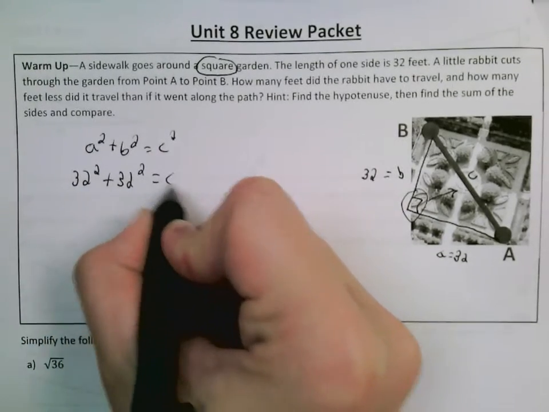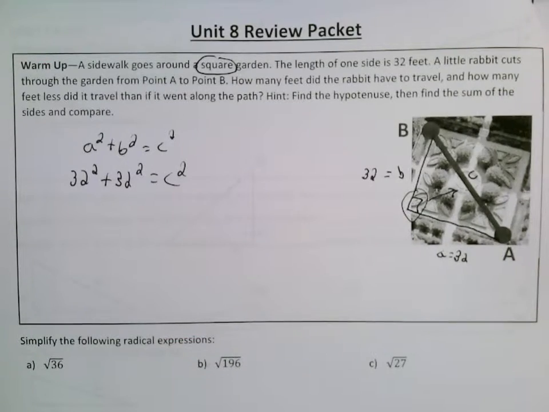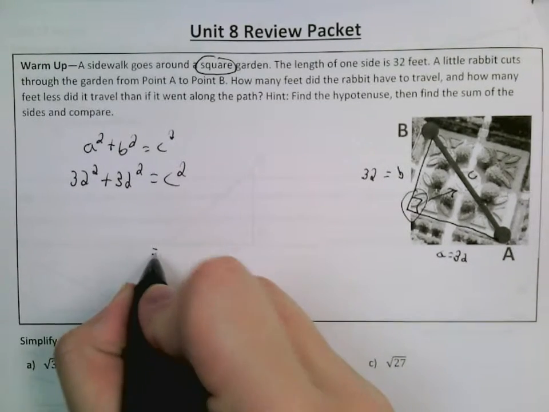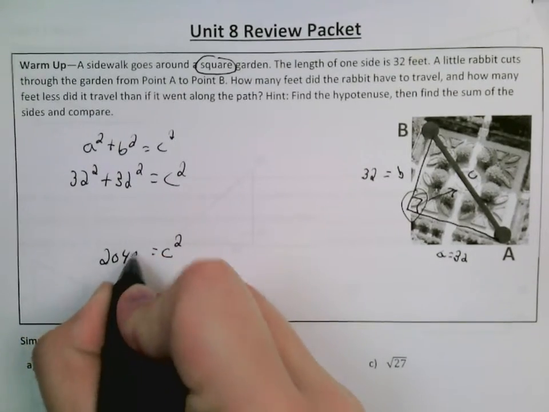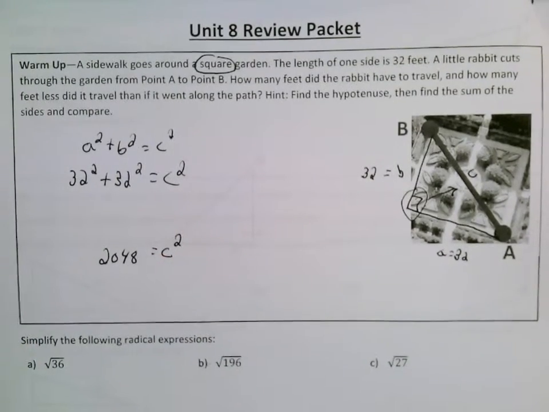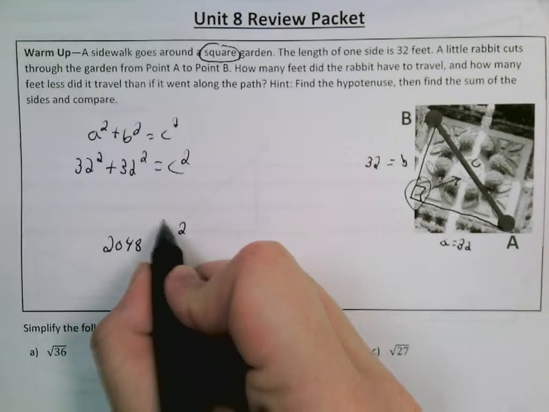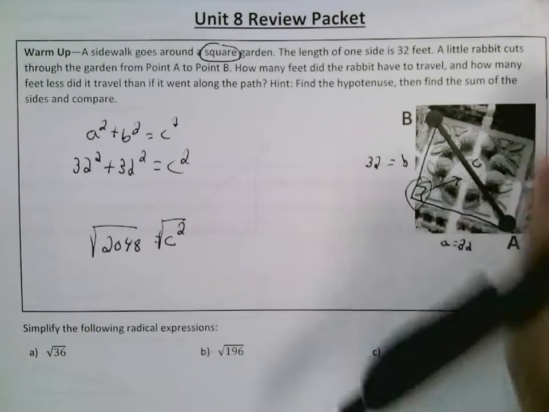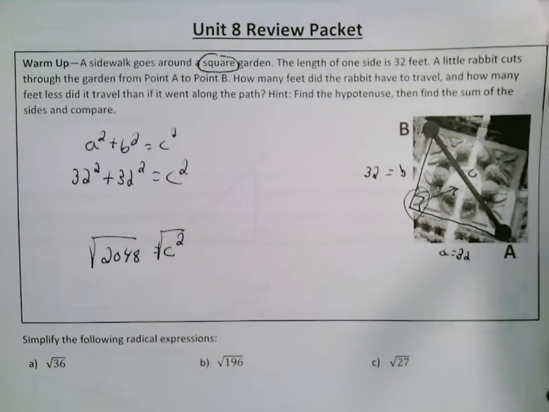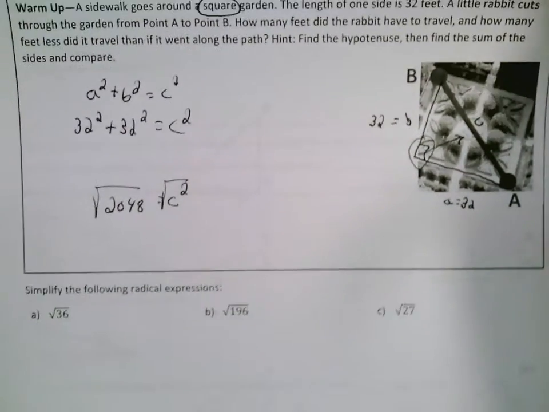Squaring each of those and going through and solving that, I do remind you that when you get down here and you get a c squared equals, you should get 2048. Then to get rid of that square, you will want to square root it and go from there. Now, we will hit the Pythagorean Theorem a little bit later, so I'm going to go ahead and move on and let you finish that problem.